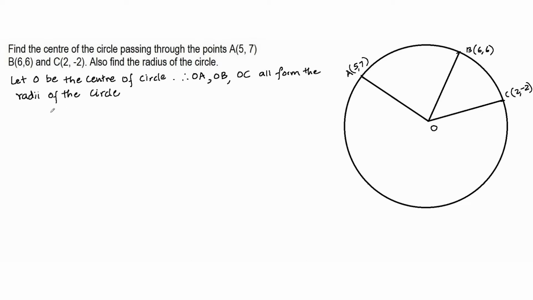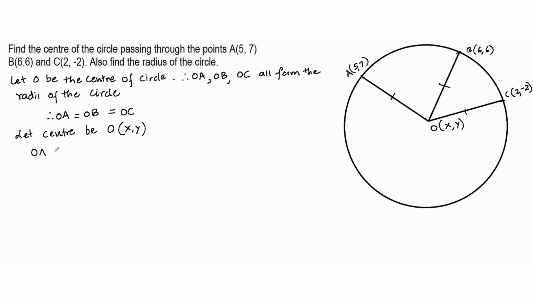and therefore I can say that OA should be equal to OB, that should be equal to OC, right? That is because all the 3 lengths are equal, and these 3 lengths should be equal to the radius of the circle. So I want to find the center of the circle. So let me assume that the center of the circle is x, y, where x is the x coordinate of O and y is the y coordinate of O. So I can say let the center be O of x, y.